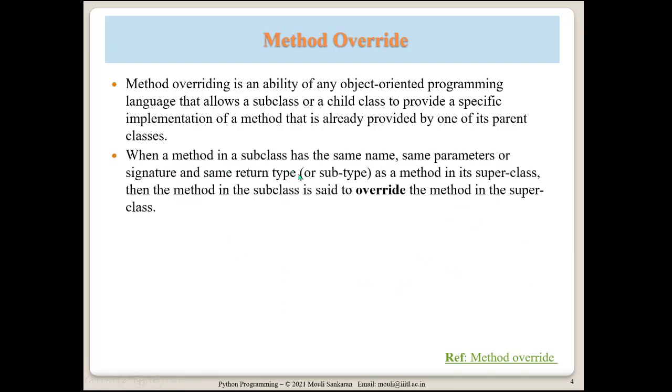Now when a method in a subclass, that means the child class, has the same name, same parameters or signature and same return type, or a subtype, as a method in its superclass, then the method in the subclass is said to be overriding the method in the superclass. Okay, there is a method in the superclass and you are overriding it with another definition with the same name and number of parameters. Okay, that's the definition of overriding.